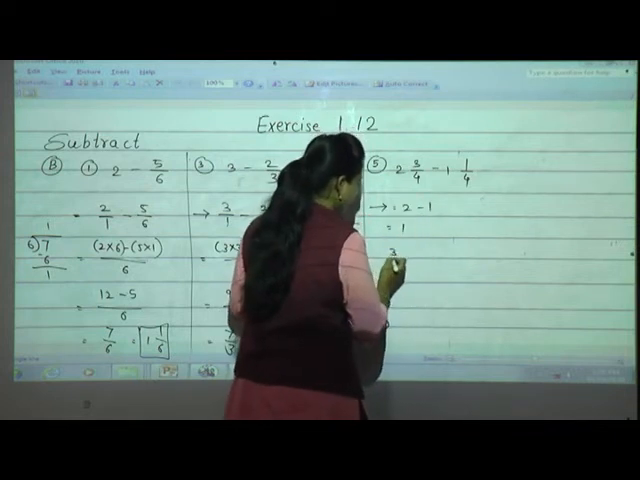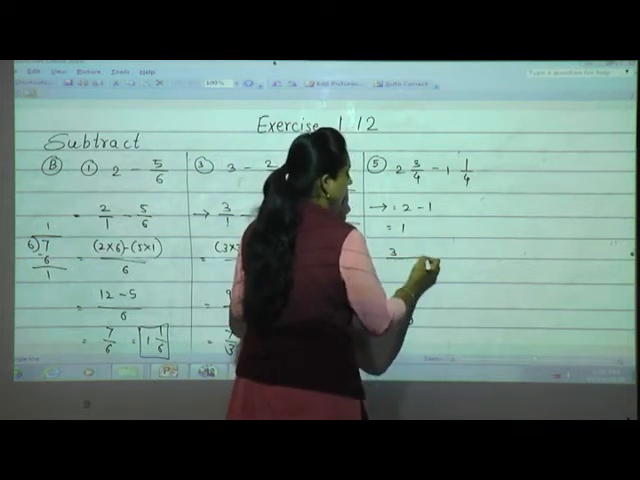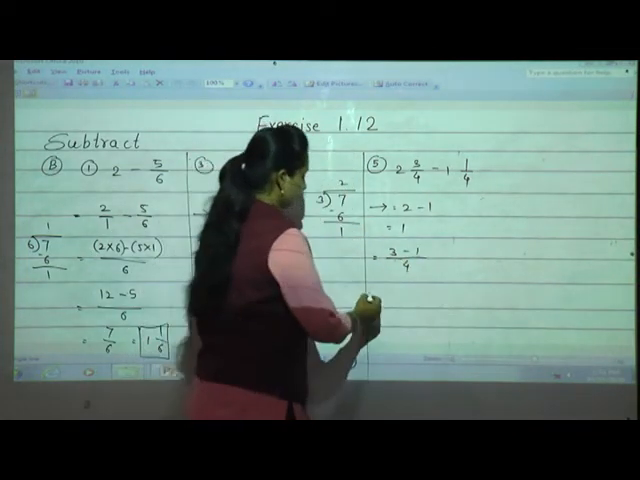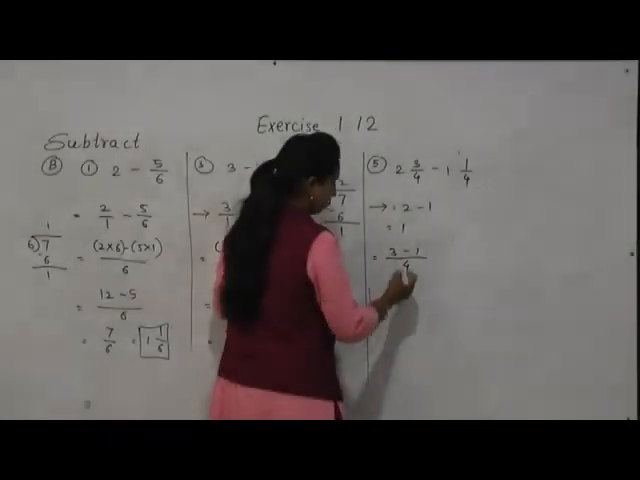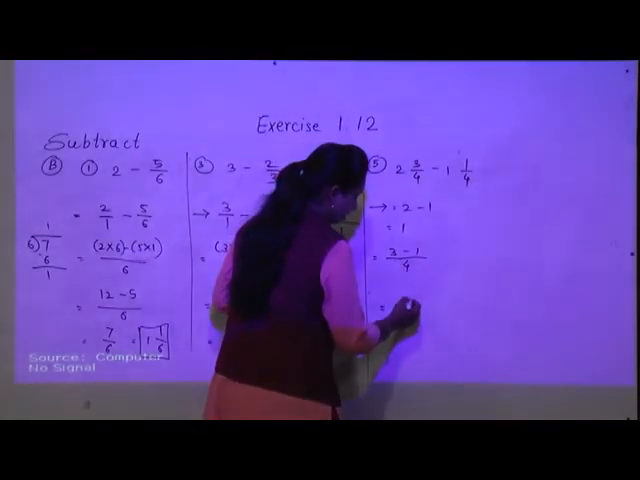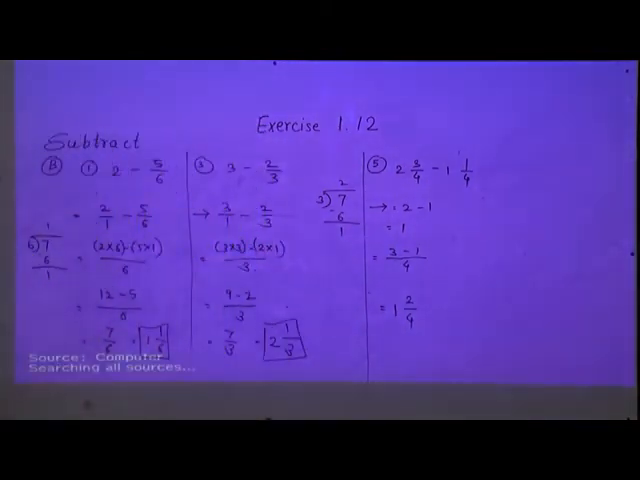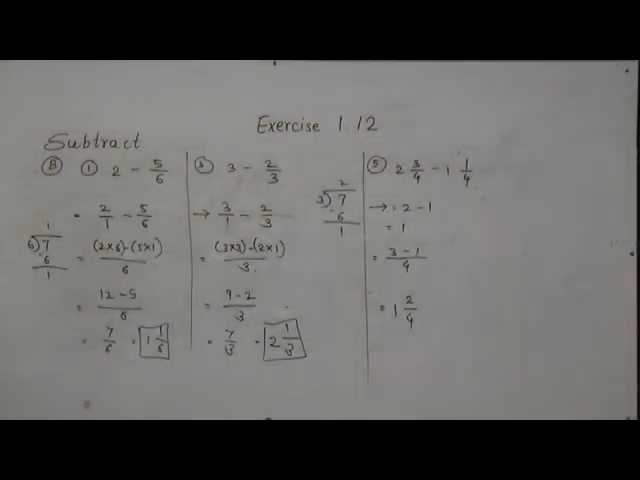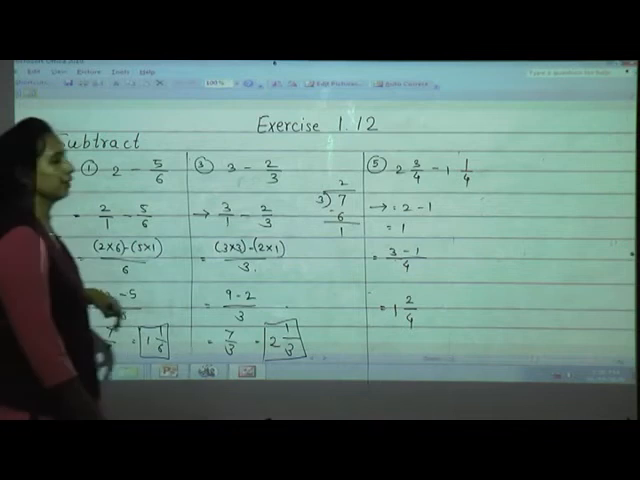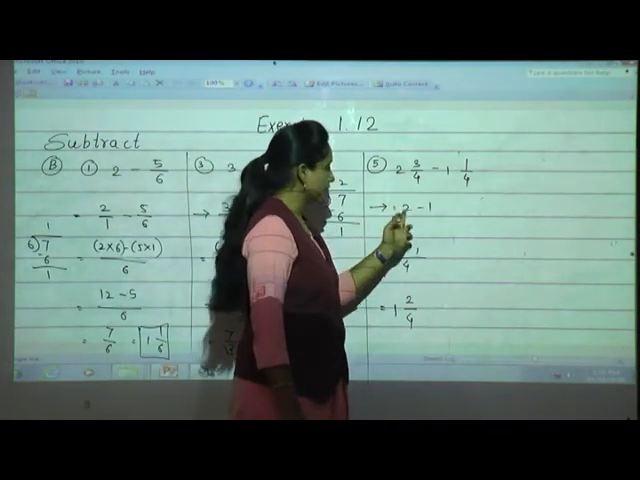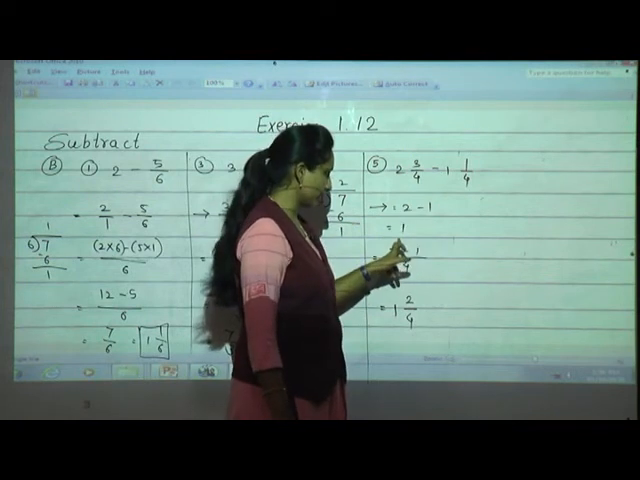Now fractions we will see. 3 minus 1, denominator is same, so write only once. So the answer is, whole number is 1. 3 minus 1 is 2 upon 4. See what I have done. Are you getting? Whole numbers together, first we will subtract. 2 minus 1 is 1.